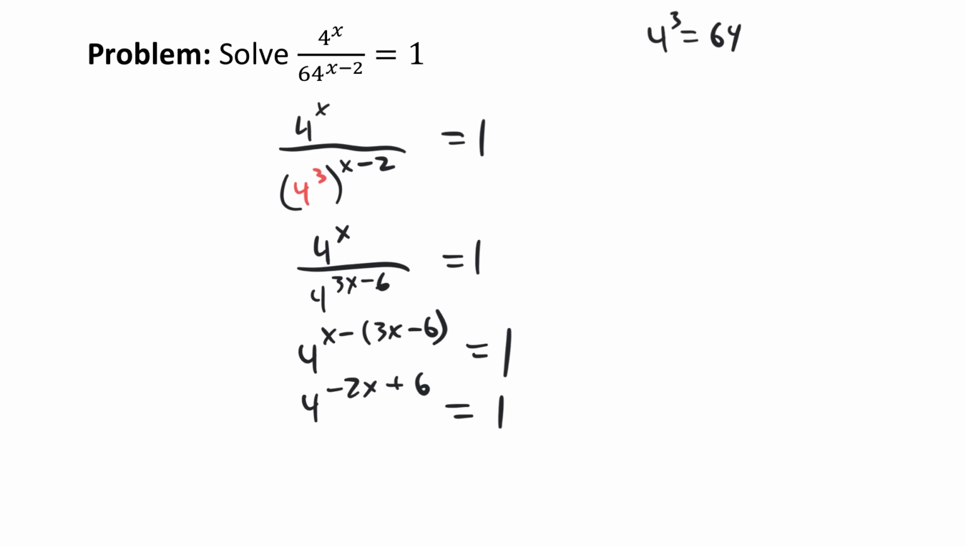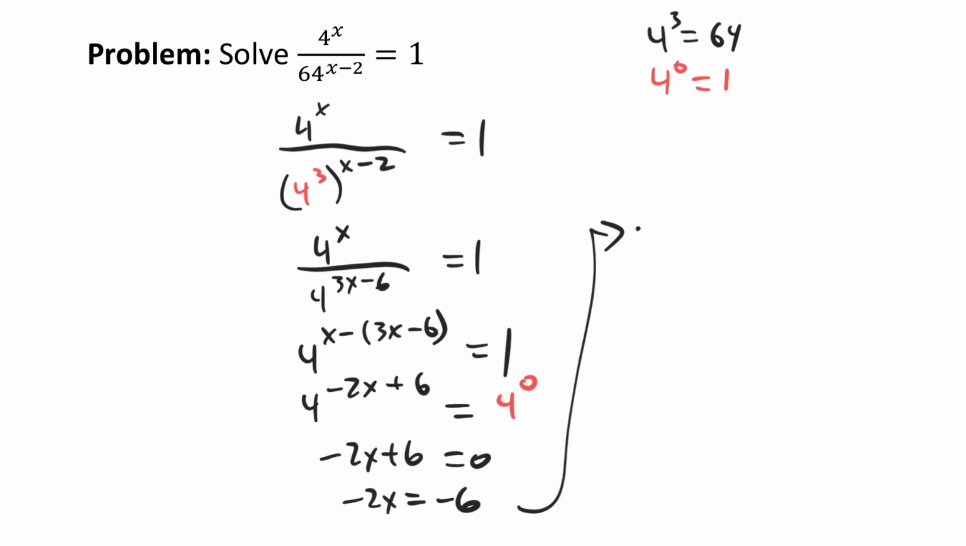You know what? I think we could have rewritten that 1. 1 is actually a secret power of 4. 4 to the 0 is equal to 1. Oh, look at that. Anytime you see a 1, you could write that as your base to the 0. Now we've got the same base, and we can drop that base. Move the 6 over, and we get x equals 3.